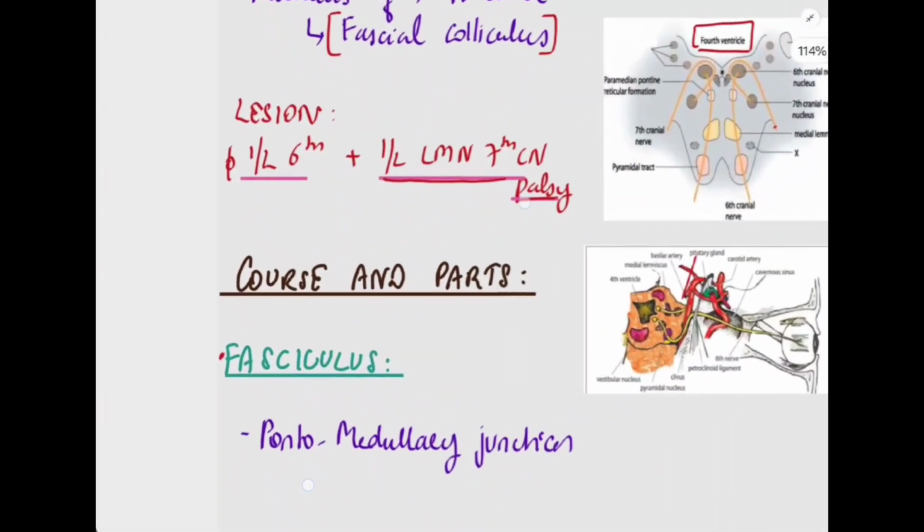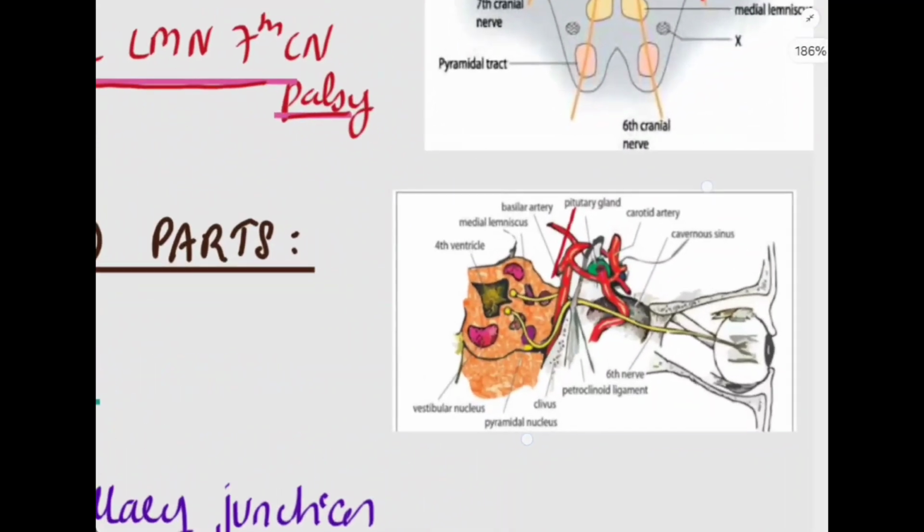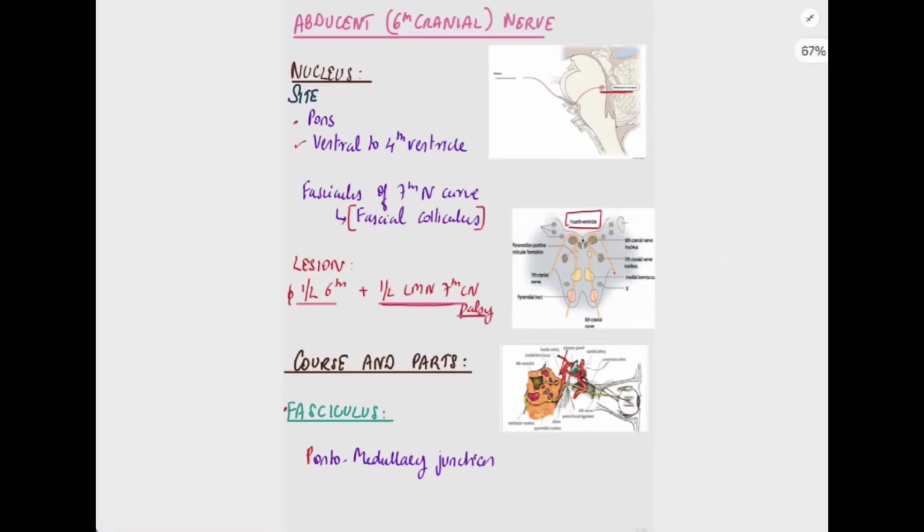The fasciculus passes ventrally to leave the brain stem at the pontomedullary junction, just lateral to the pyramidal prominence, in a deep groove between the lower border of the pons anteriorly and the pyramid of the medulla posteriorly. Lesions here are as follows.